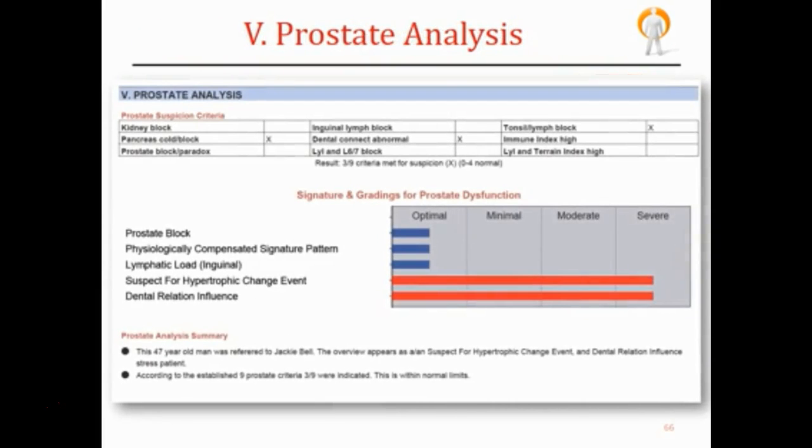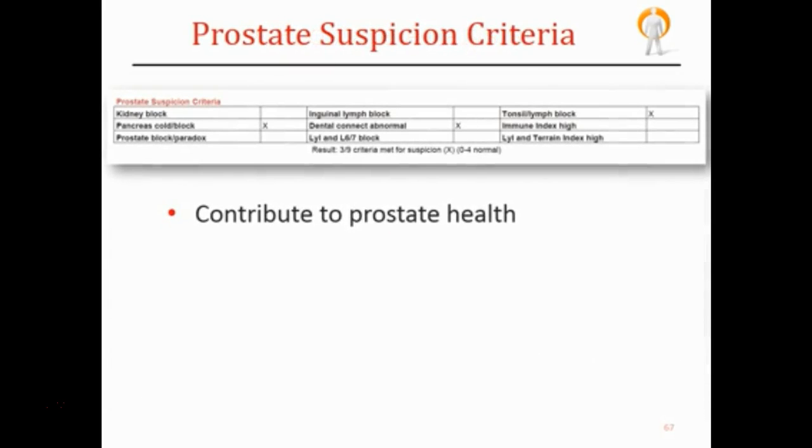The prostate analysis is similar. The suspicion criteria have been found to contribute to prostate health, and having 4 or fewer criteria marked as out of range is considered normal. 5 or more raises suspicion for prostate dysfunction.